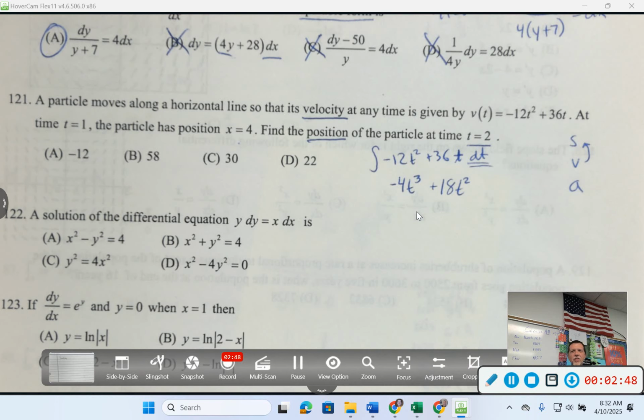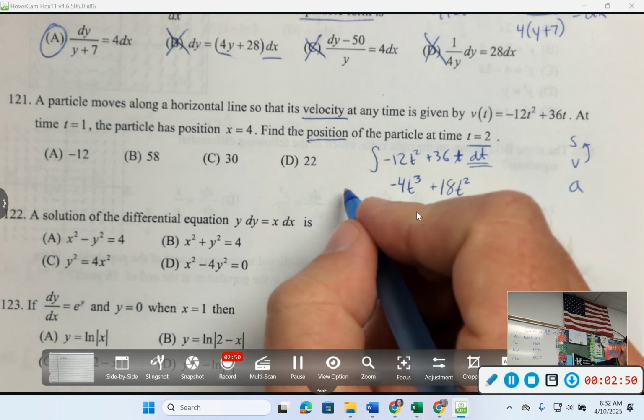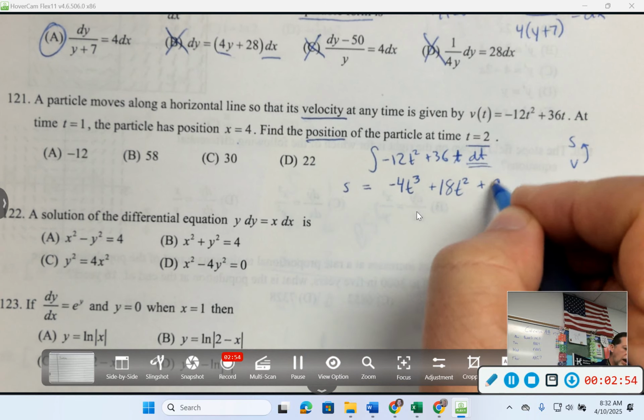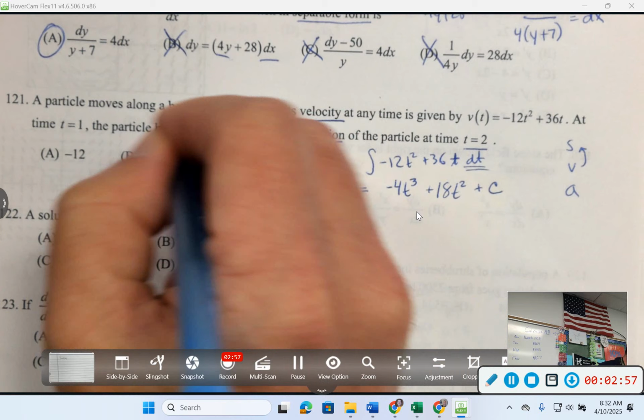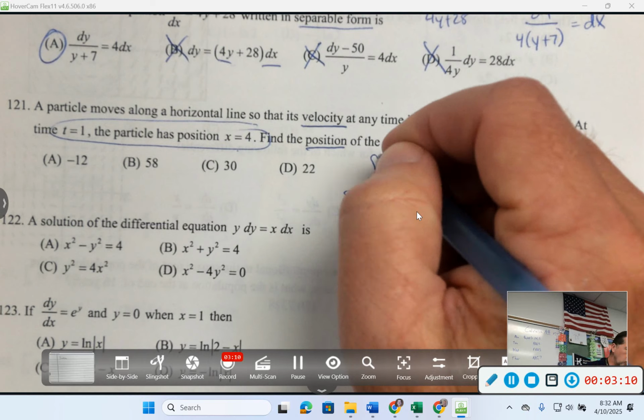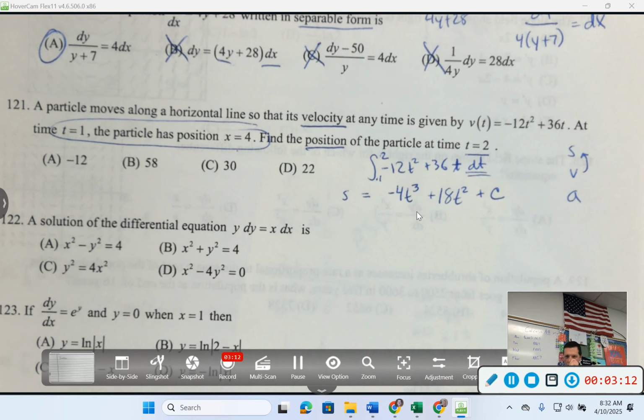So that's sort of position. Why am I saying sort of? I got a plus c on there, but that's why they gave me this 1 and 4. I can use that to find c. Although there's another way to do this. I don't know which one you'd prefer. I could have used 1 and 2 up there, and then that would be s of 2 minus s of 1. But it's the same math either way.